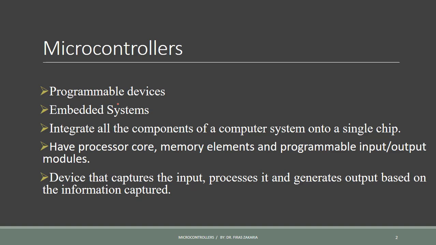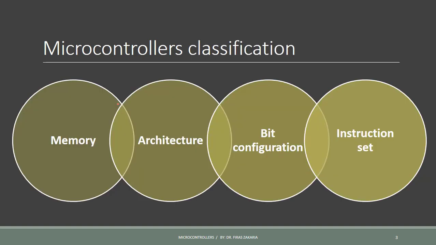Microcontrollers integrate all the components of a computer system onto a single chip. So it's a small computer having a processor core, memory elements, and programmable input-output modules. It's a device that captures the input, processes it, and generates output based on the information captured. So it can be used for signal processing. It can be used as a processor.